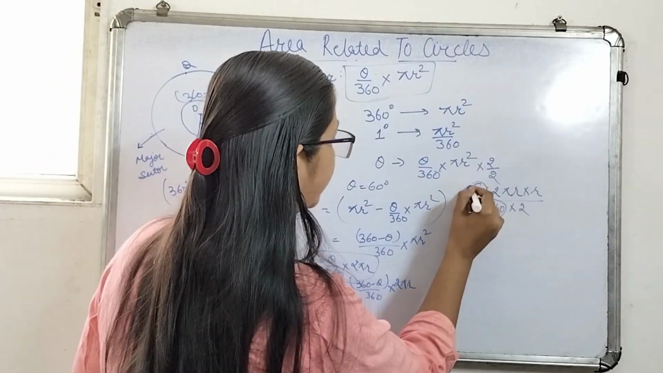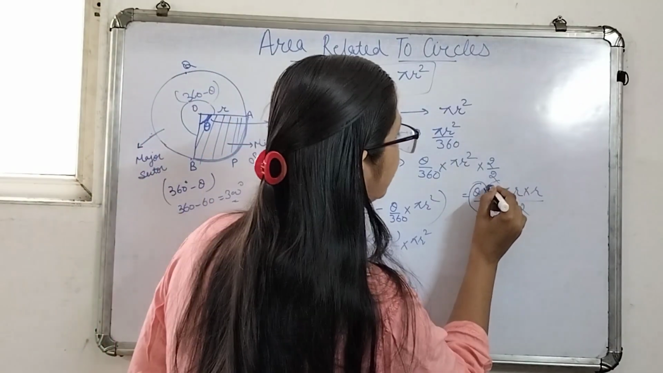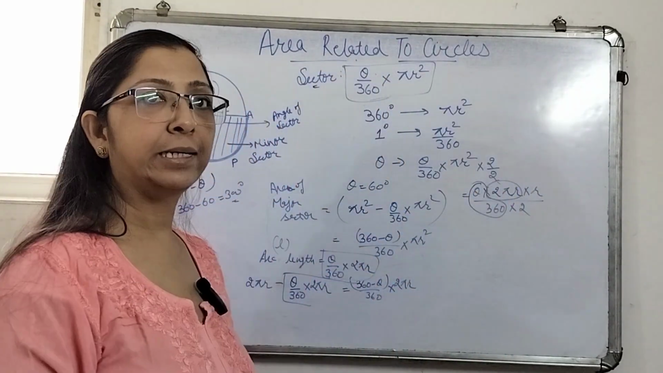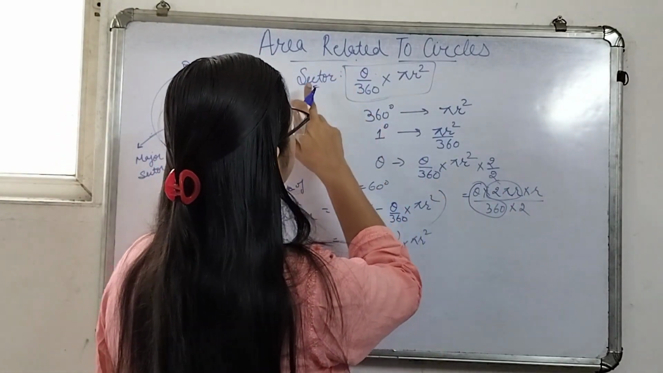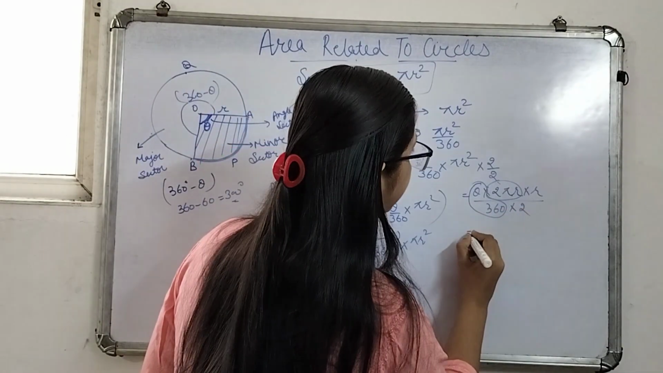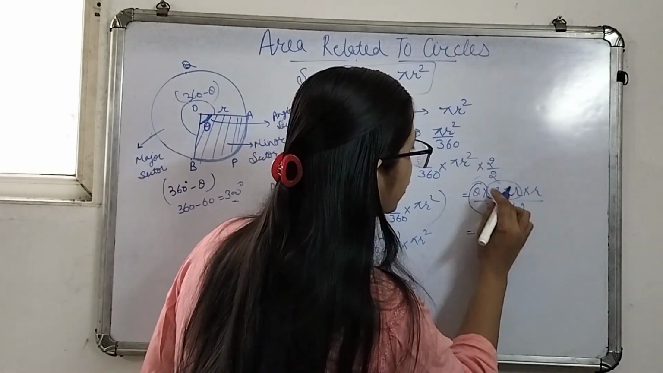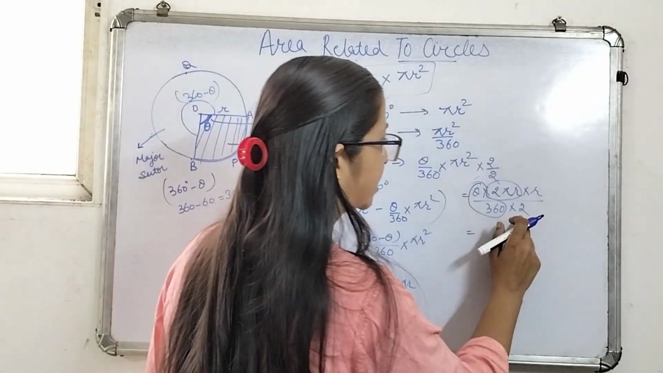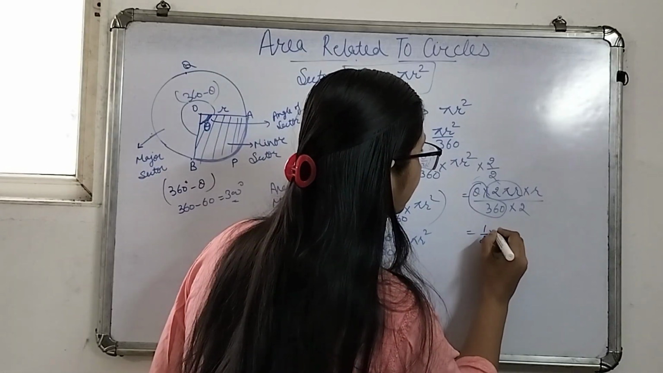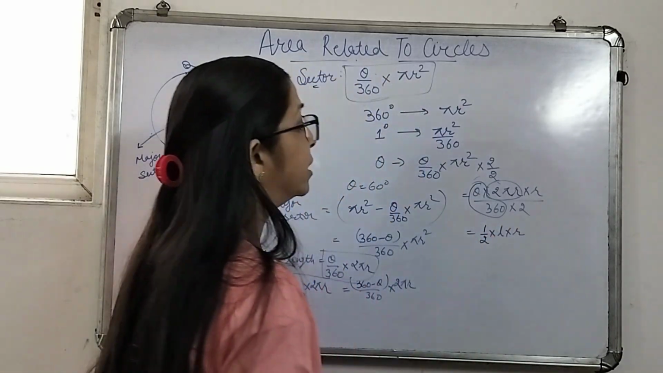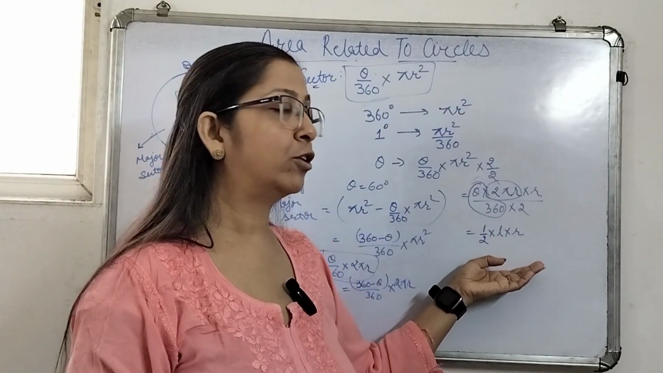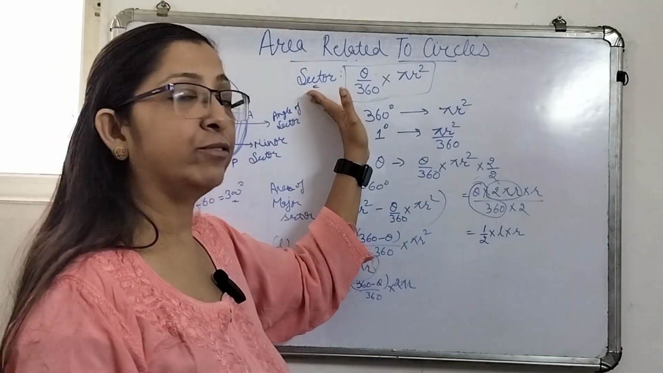theta upon 360 into 2 pi r into 2 pi r. This is the arc length. That simply means the area of the sector could even be written as, this is your arc length, which could be denoted by small l. This is 1 upon 2, so 1 upon 2 into L into R. This is even the formula for finding your area of the sector.